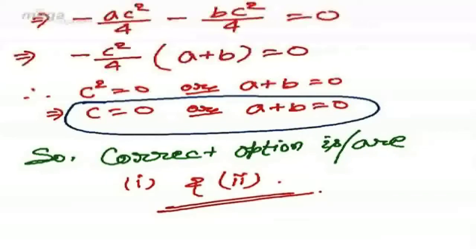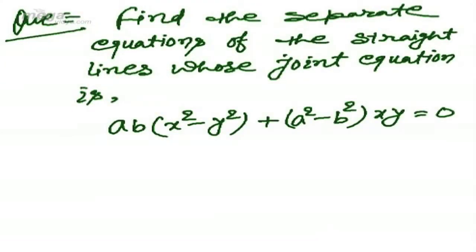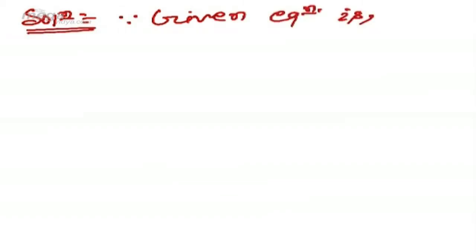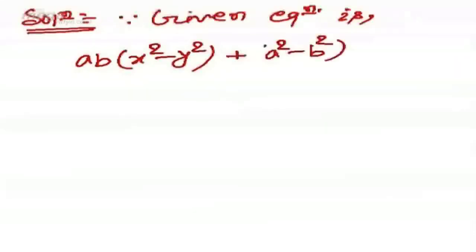Now I'm taking another question. The question is: find the separate equations of the straight lines whose joint equation is ab(x² − y²) + (a² − b²)xy = 0. So student, here you have to separate the equation, which means you have to find the equation of the individual lines. Since the given equation is ab(x² − y²) + (a² − b²)xy = 0.